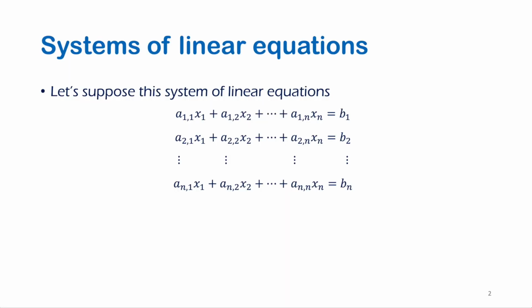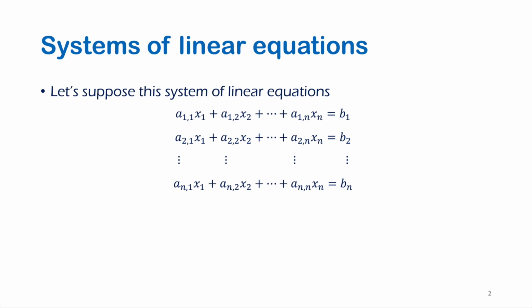As you see here, a linear system is a set of equations. The number of equations should be equal to the number of unknown variables, x. The a's are the constant coefficients of the variables, and the b's on the right side of the equal signs are the constant terms of the equations.